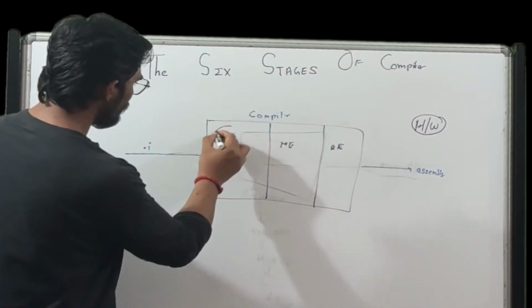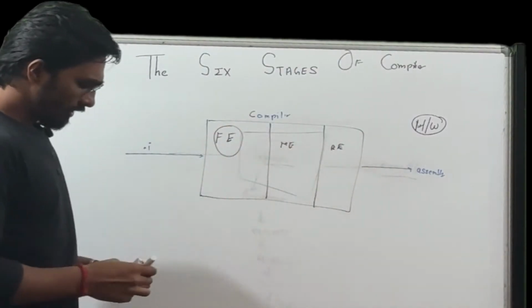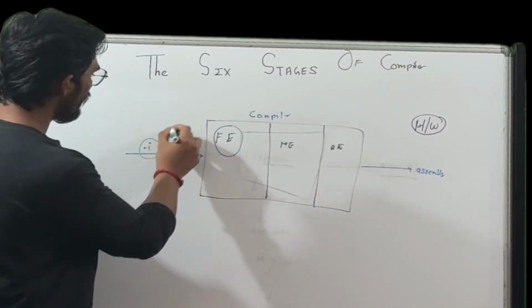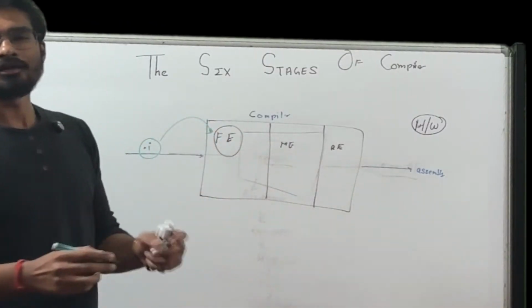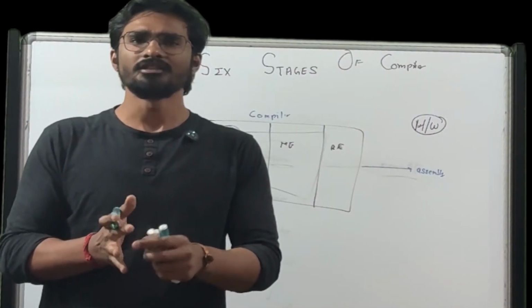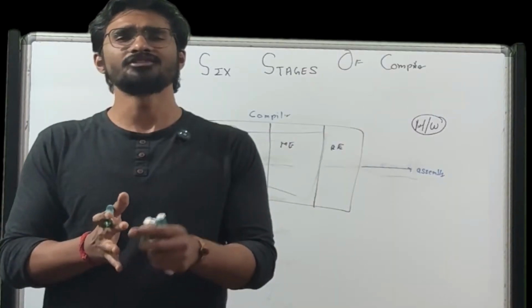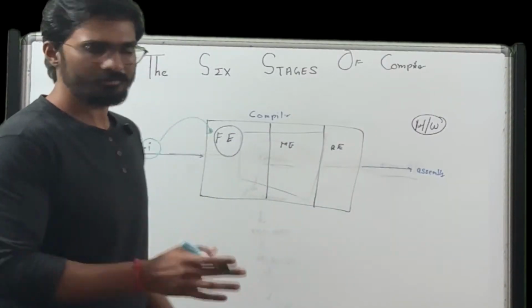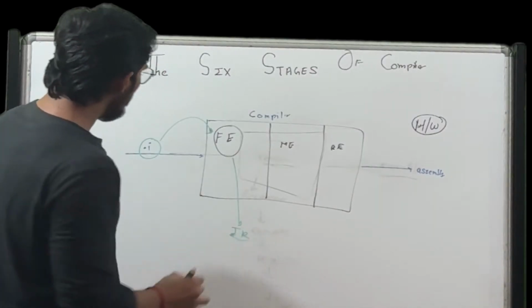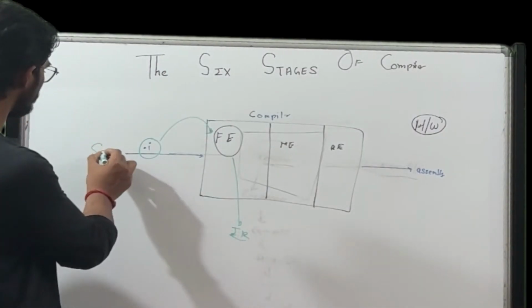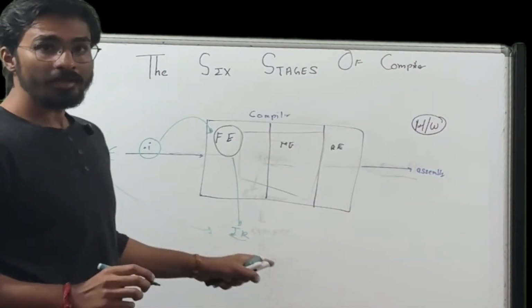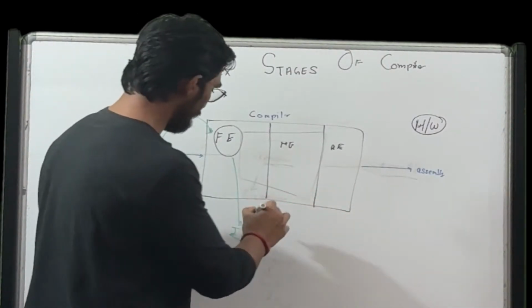The front end's role is to take the .i file, understand the language syntax, and give us a syntax error whenever there is an error, and generate an intermediate representation which is equivalent to our source code. Then this IR is given to the middle end.